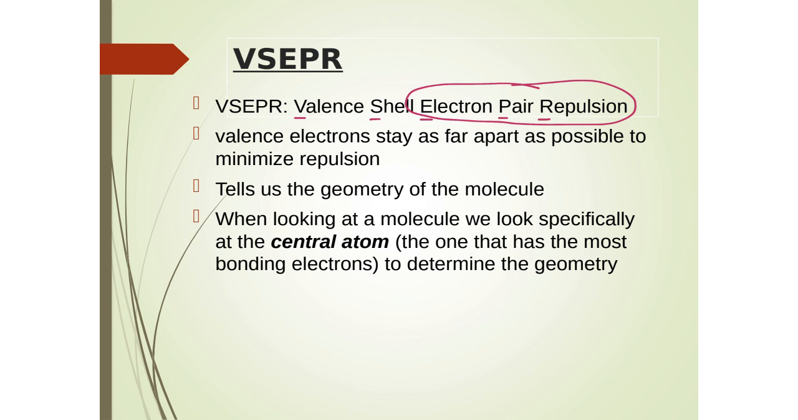So we know that these electrons want to stay as far apart as possible to minimize repulsion. They're all negatively charged and they are repelling and trying to get away from each other. This VSEPR theory is going to help us predict the geometry of the molecule. There are 5 main shapes that these structures take on. And what we have to do is look at the central atom of our molecule, and this central atom will determine which of the 5 shapes the structure will take on.